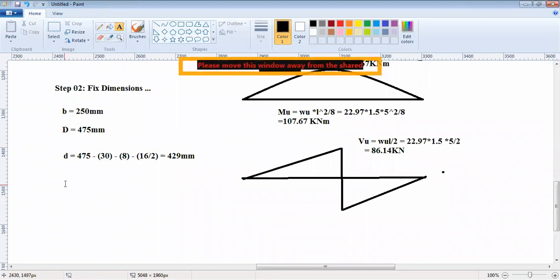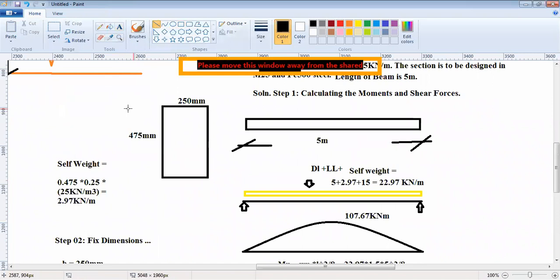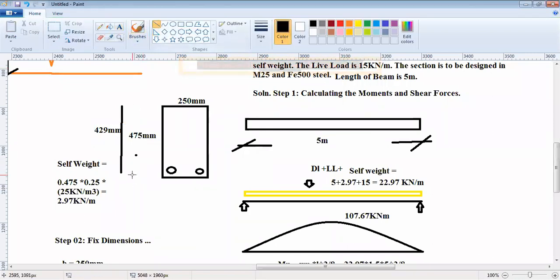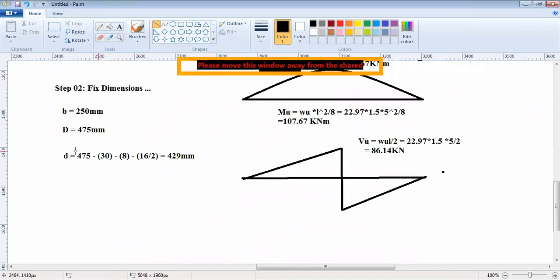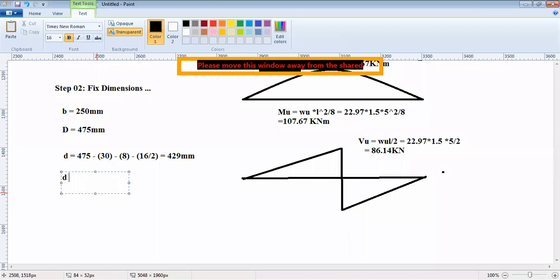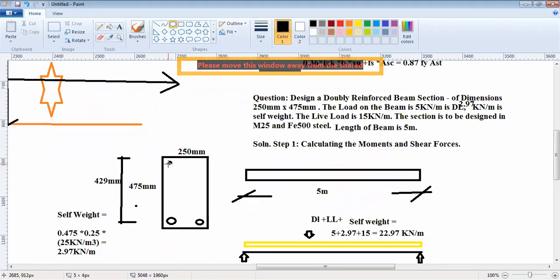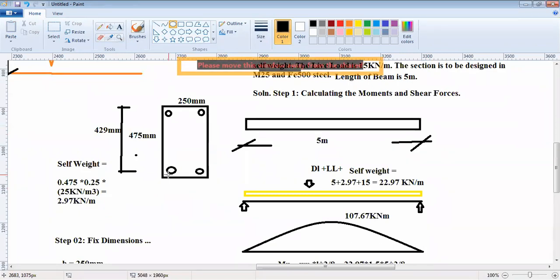Now if this is 429 mm, the effective depth, from this point till this point. You would also have, in a doubly reinforced beam, D dash. What is D dash in a doubly reinforced beam? Now you also have a compression reinforcement here, so you would also have cover here on this end.